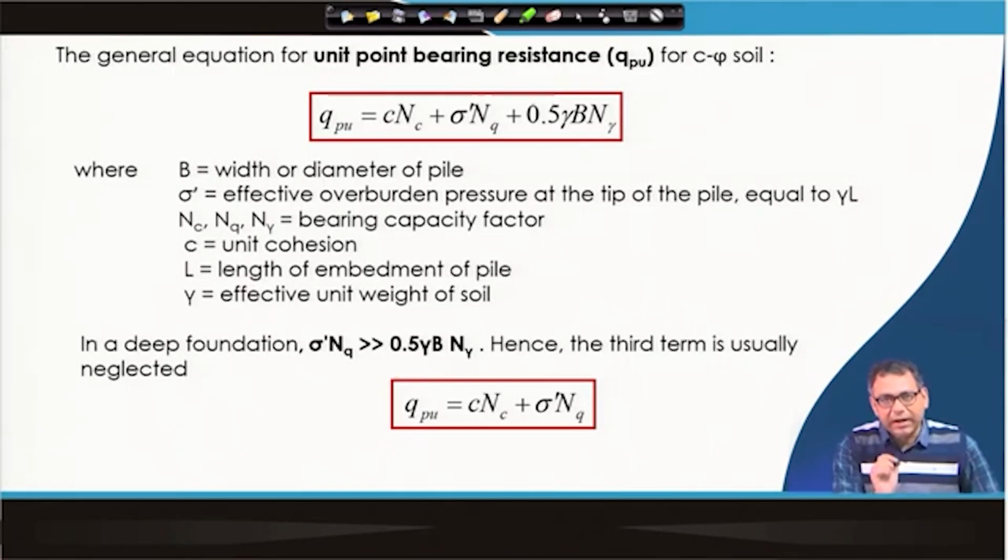In the case of a pile, the third term is very small compared to the second term, because the length of the pile, or the depth of the foundation, is very large. So generally in pile load carrying capacity, the third term is neglected. So we get c N_c plus q dash N_q. N_c and N_q are the bearing capacity factors, and sigma dash, or q dash, is the effective overburden pressure at the tip of the pile. C is the unit cohesion and B is the width or diameter of the pile.